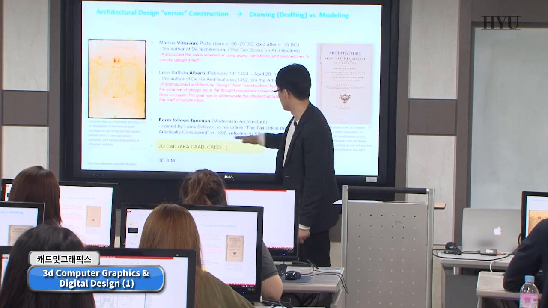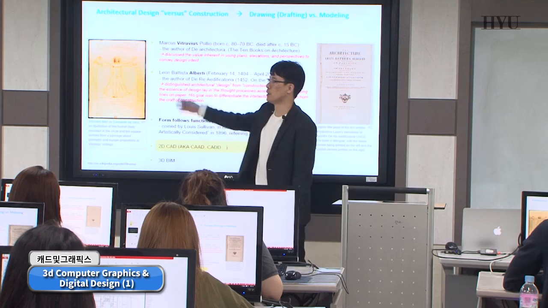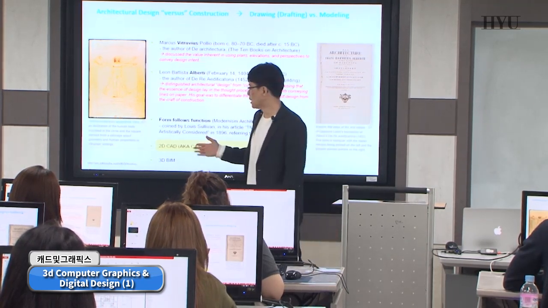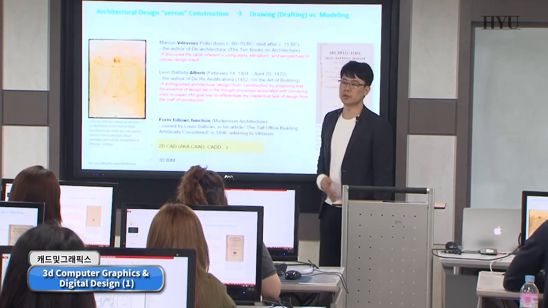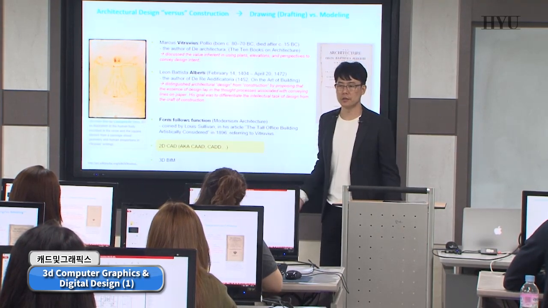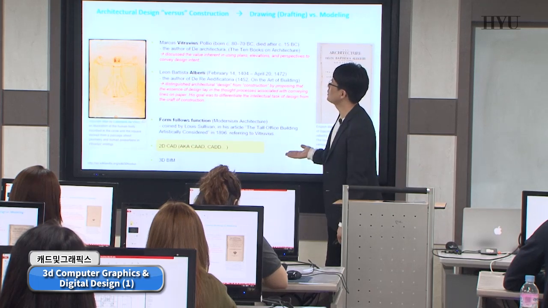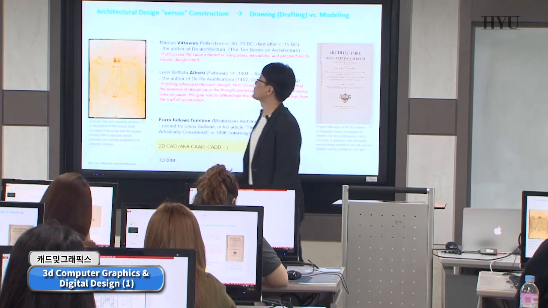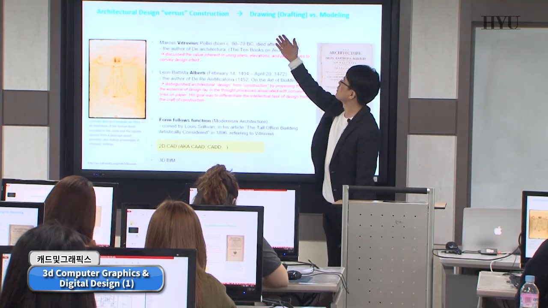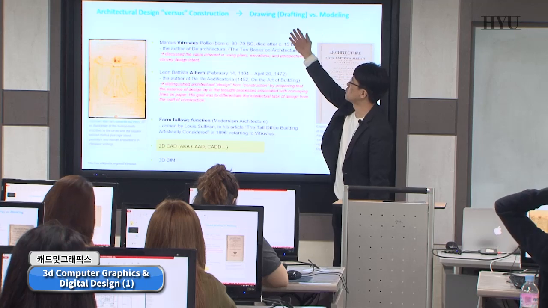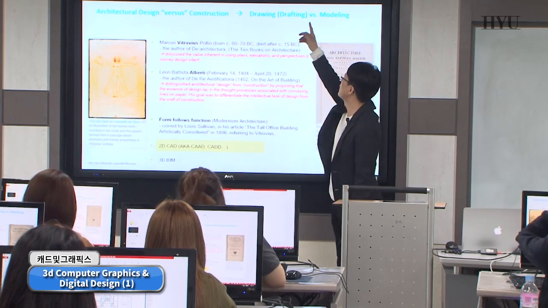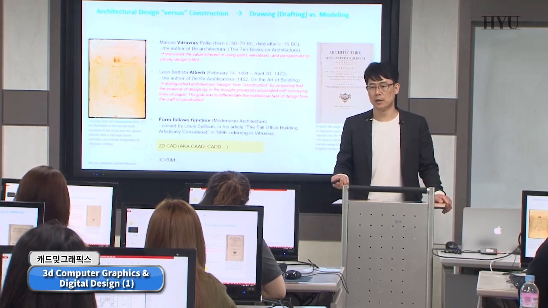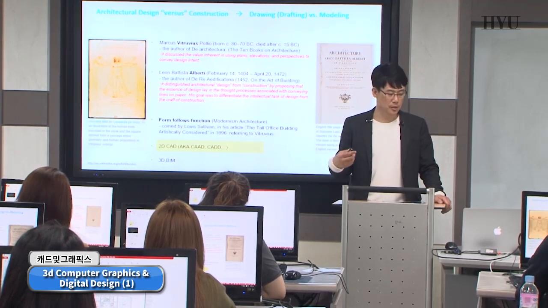Okay, until this history, more than 2,000 years, no computers available. But nowadays we use computers, computational models. Okay, what's the difference? Now we are using some integrated approach. So formally, architectural design versus construction can be replaced with this one, drawing or drafting versus modeling. Okay, modeling your model. The term model here means computational model.